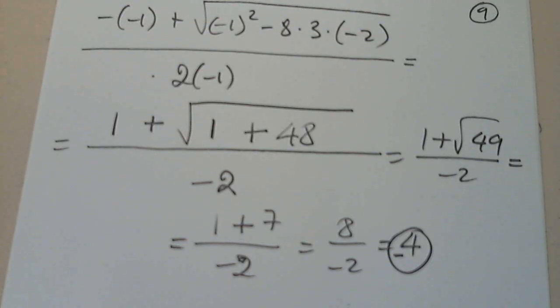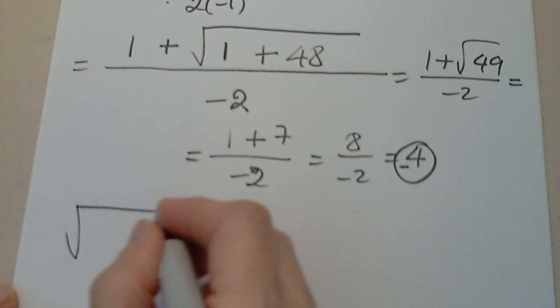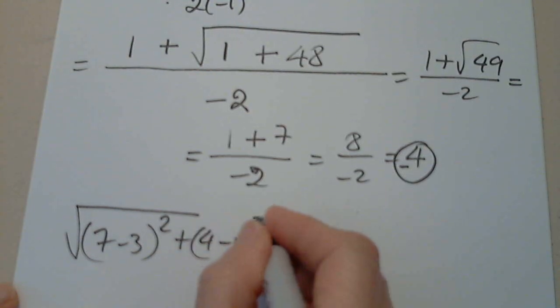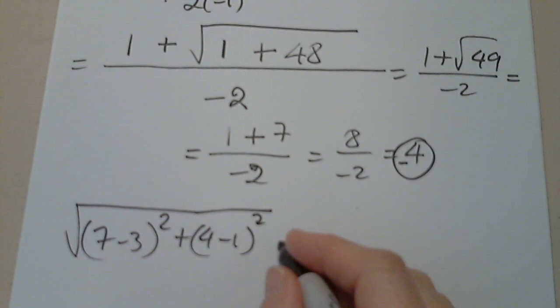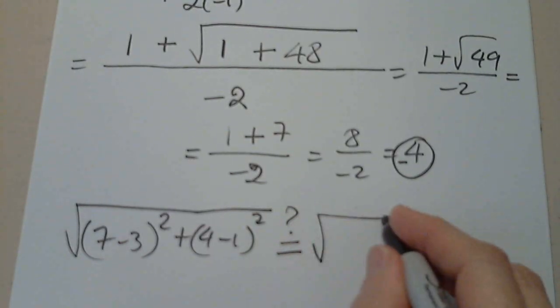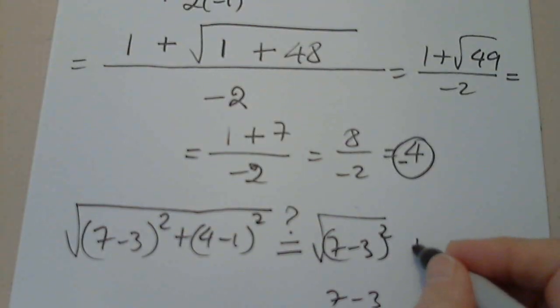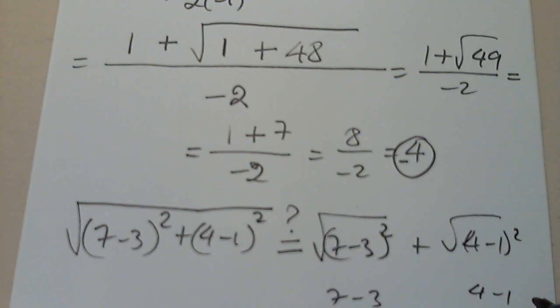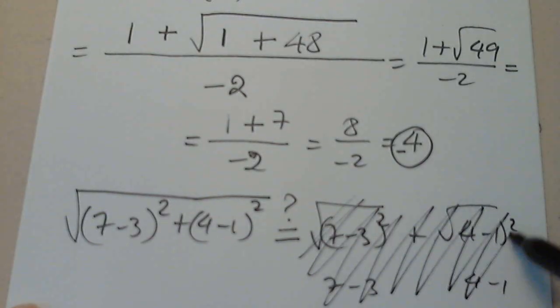Good. Okay. So let's work on this. Let's take 1 minute and work on this. The square root of 7 minus 3 squared plus 4 minus 1 squared. Before you start, can I write the square root of 7 minus 3 squared, which is 7 minus 3, plus the square root of 4 minus 1 squared, which is 4 minus 1? No, because they're terms. Thank you.